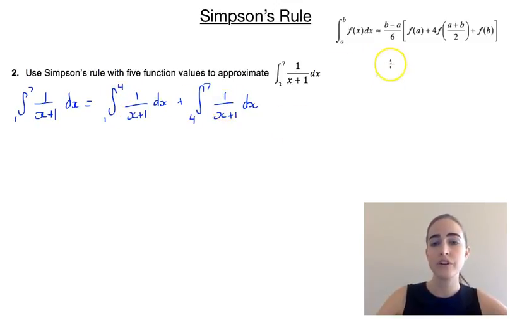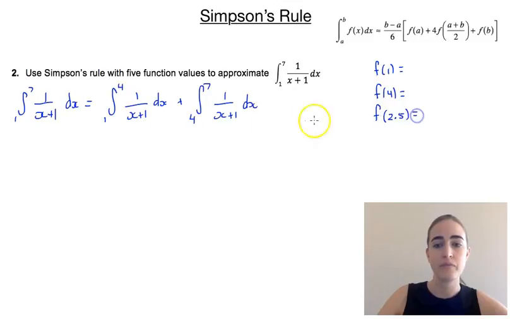So if we have a look at this first one, we need to know the function value at 1 and the function value at 4, so that's our upper and lower bounds, and the function value at the midpoint. So 4 plus 1 is 5, and 5 divided by 2 is 2.5. For our second one, we need to know the function value at 4, but we've already got that written here. We need to know the function value at 7, and we need to know the function value at that midpoint. So 4 plus 7 is 11, and half of 11 is 5.5.